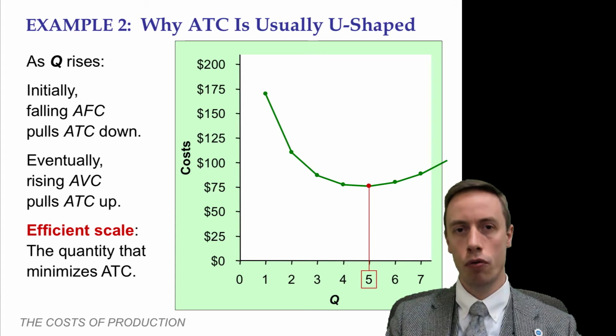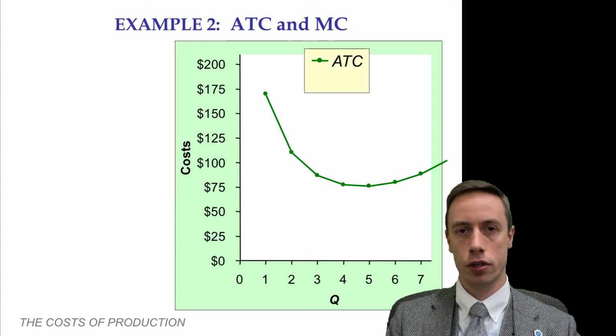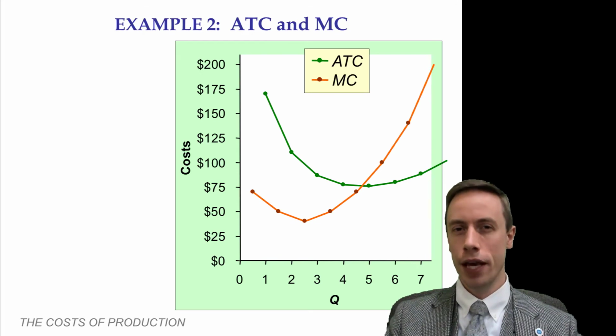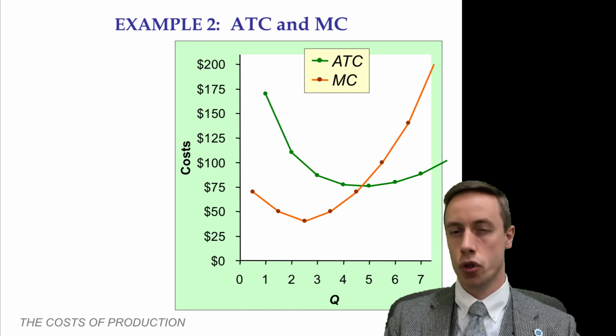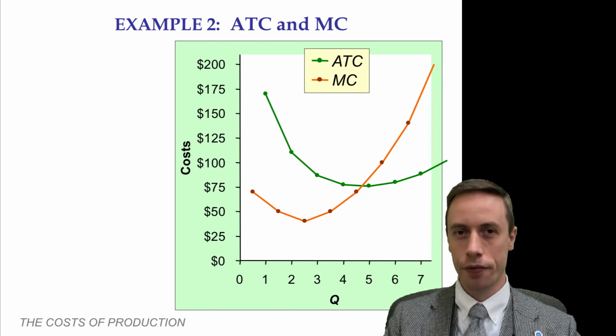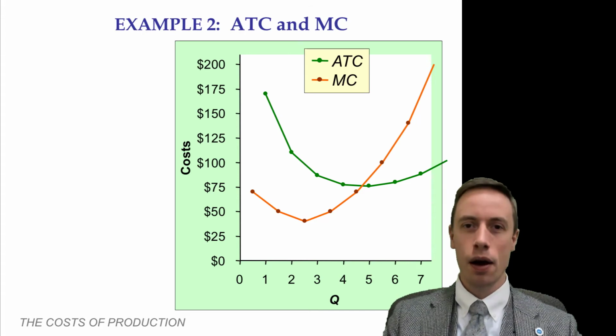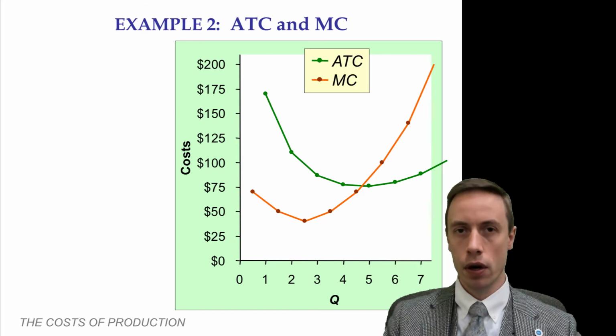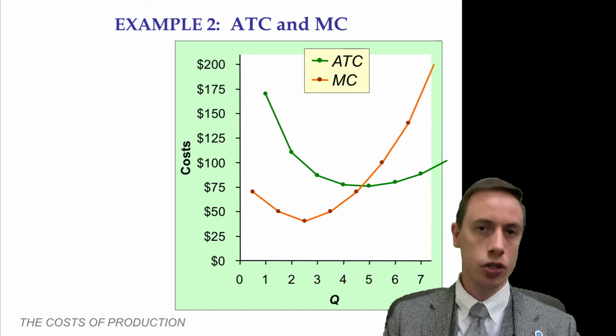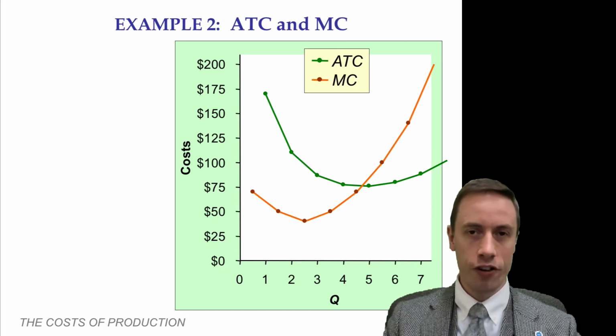And now let me overlay the marginal cost of this business. Can you see it yet? They intersect, not exactly at 5, but suspiciously close. That's not an accident. Marginal cost affects average total cost. Marginal cost describes what it costs me to produce an additional unit. What an additional unit costs you to produce will affect the average cost of your business.